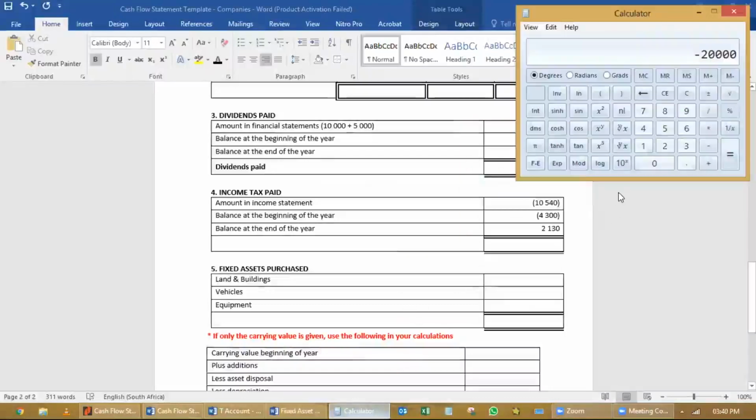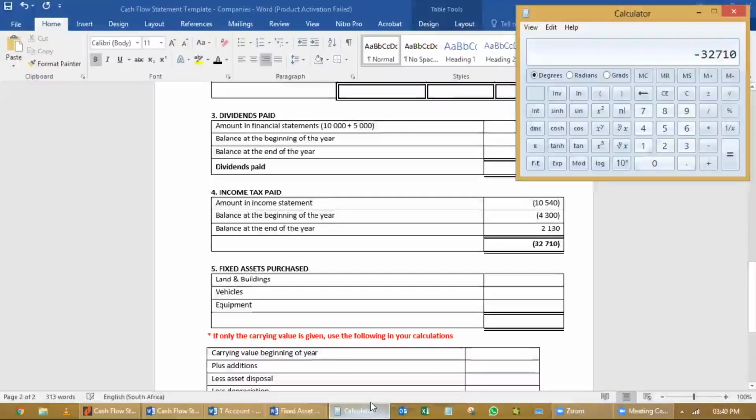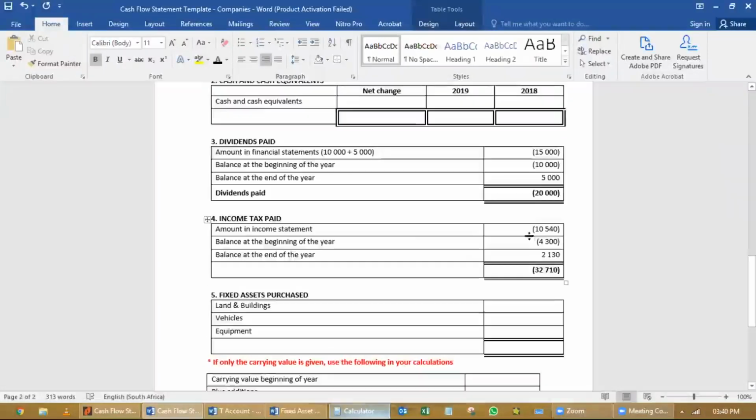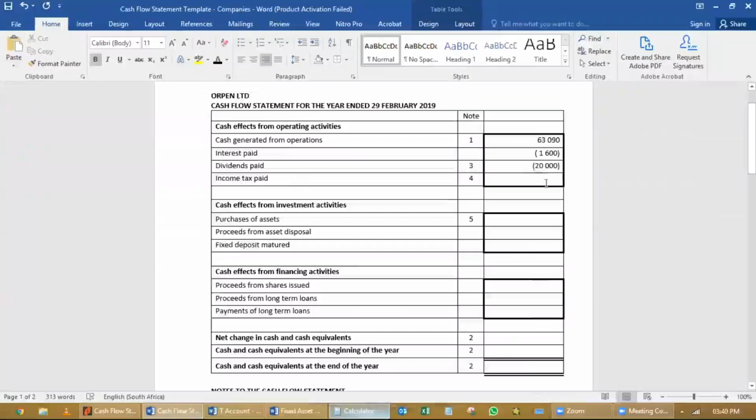So let's go here. We have a minus 10,540 minus 4,300 plus 2,130 gives me an income tax total of 12,710, and it must be in brackets. Let me just double check again. Yes. Right. And then we can take this amount to our cash flow statement. Okay, 12,710. Put it there.